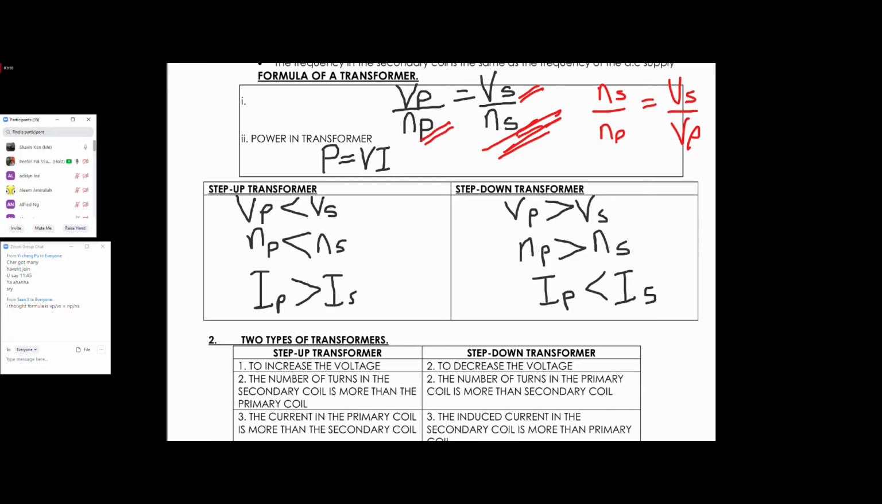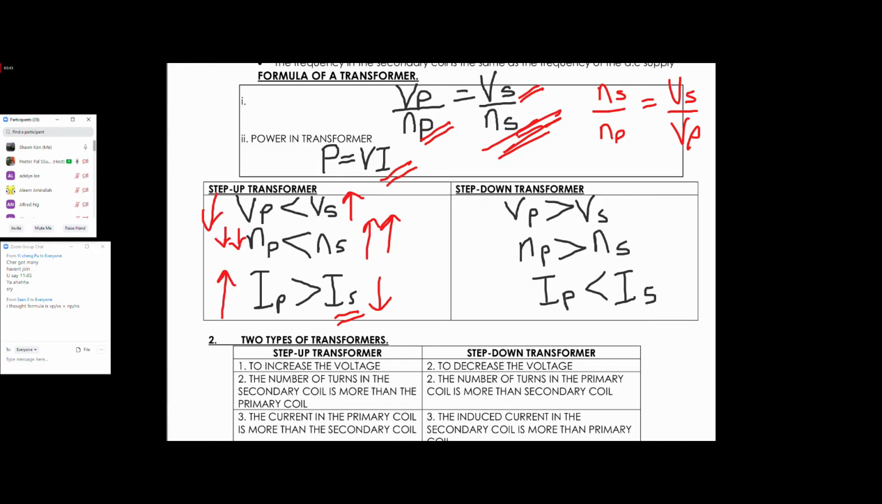Okay. Power equals VI. Then we have the step up transformer: output voltage in the secondary is greater, primary voltage lower, number of turns in the secondary is greater, number of turns in the primary is less. So in a step up transformer, number of turns in the secondary is higher, primary is less. And then if I look here, output current in the secondary will be lower, but primary is higher.